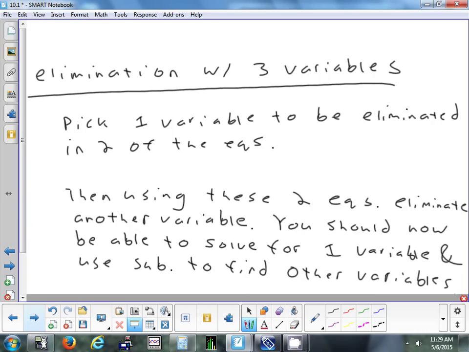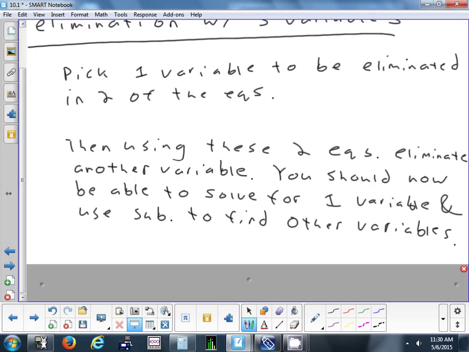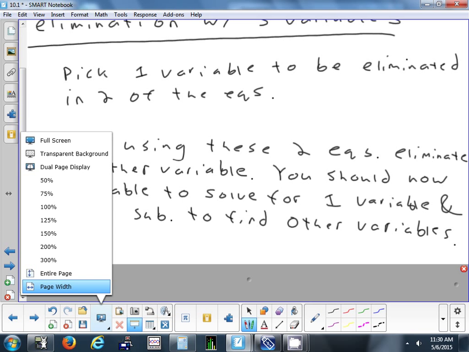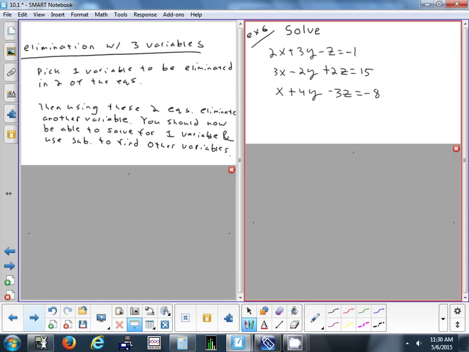Okay, so that's basically what I just said. Right, so we'll be doing a lot of substituting. Once you get one answer, you'll substitute back into other equations to get all your other answers. All right, so let's look at this with a problem. Okay, so there's our system. The variables are x, y, and z.